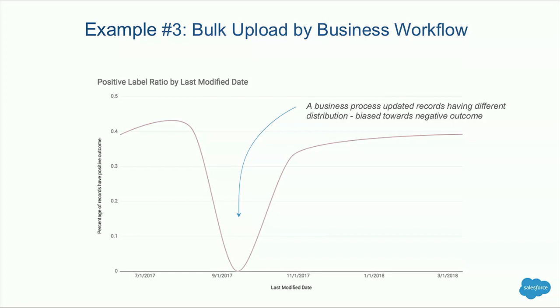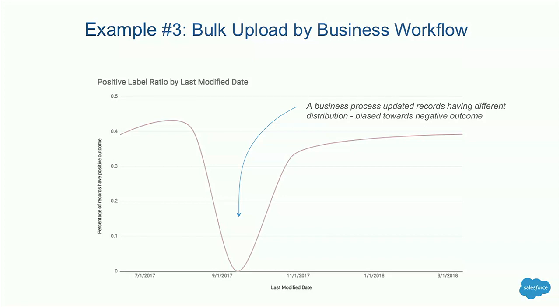And the last example I want to talk about is bulk upload by a business workflow. What's happening here? On the x-axis, we have a date time feature called last modified date. And on the y-axis, the percentage of records which have a positive outcome. This is a binary classification problem, so you need an equal number of positive and negative labels.